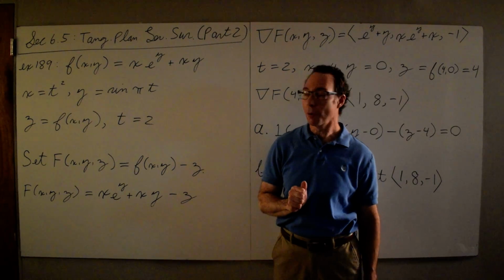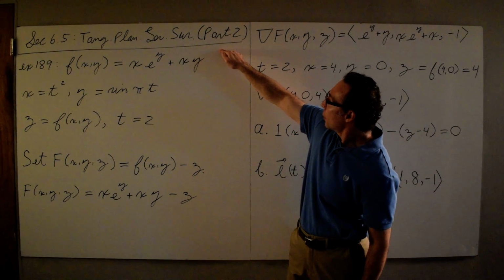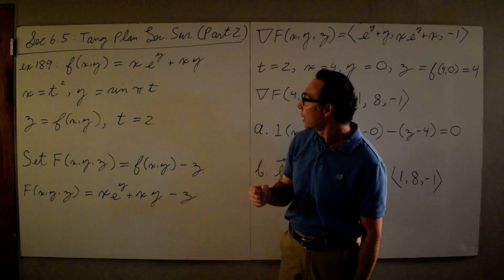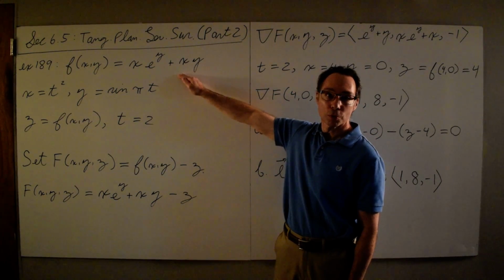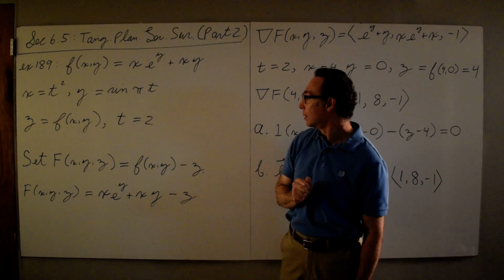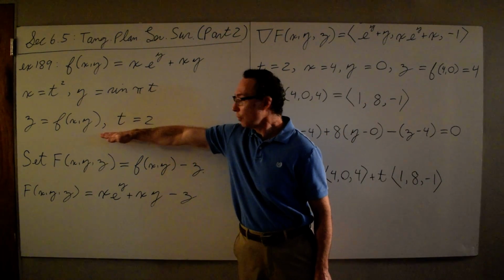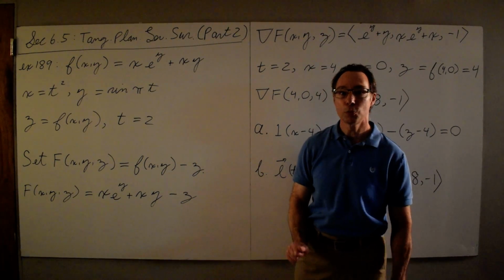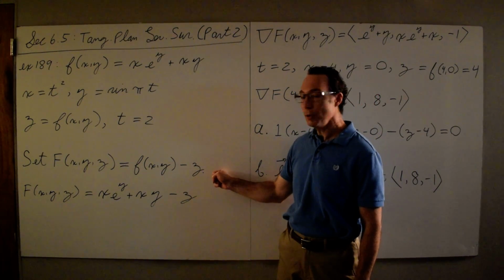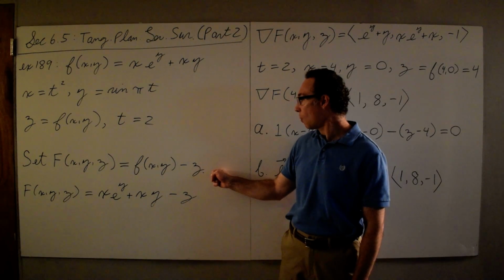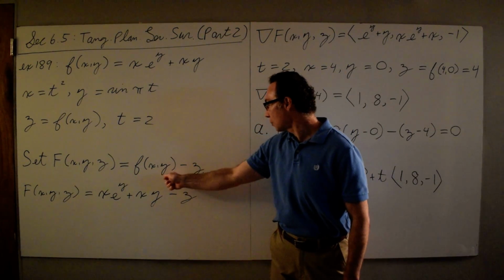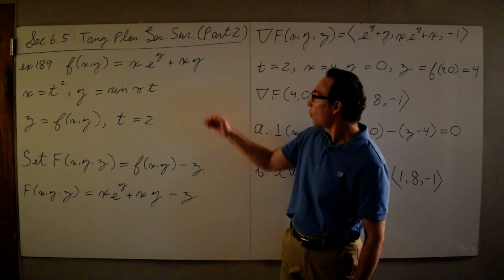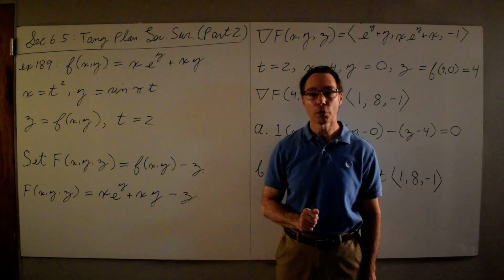Now here's the problem though. Our theory in this section deals with a function of 3 variables, and we have a function of 2 variables. So how do we handle that? Z is equal to f of xy, that's a function of 2 variables. So what we do is we create a function of 3 variables. Capital F of xyz is f of xy minus z. Now we have a function of 3 variables. Now we can use the theory from the earlier video.